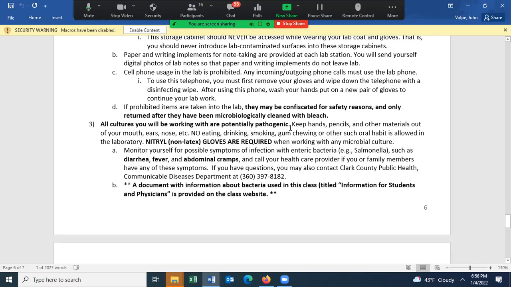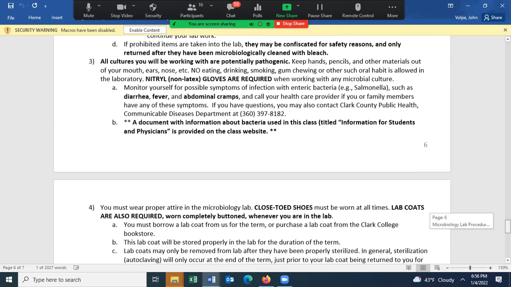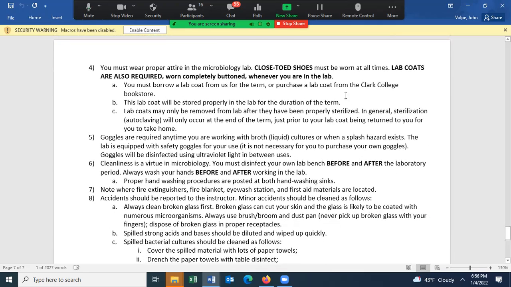I already mentioned that. The prohibited items in the lab will be confiscated. I'm going to skip over that because I already talked about it. Cleanliness is a virtue in microbiology. That's why you wash the counter beforehand to make sure that there aren't microorganisms there which can contaminate your culture, as well as you don't want to trust whoever was at your lab bench before you. And then you wash it before you go.